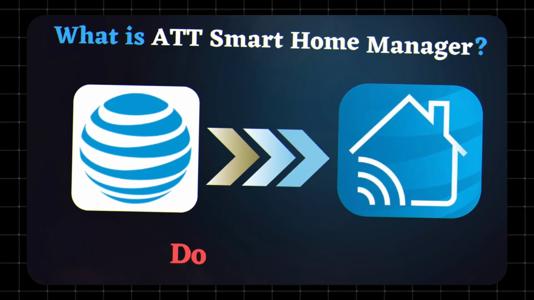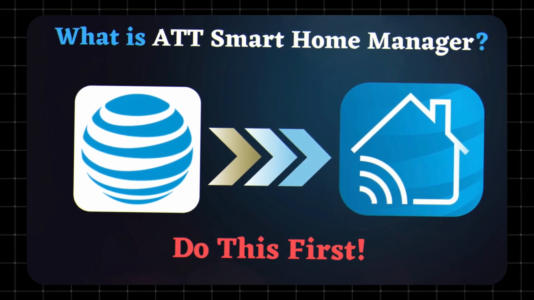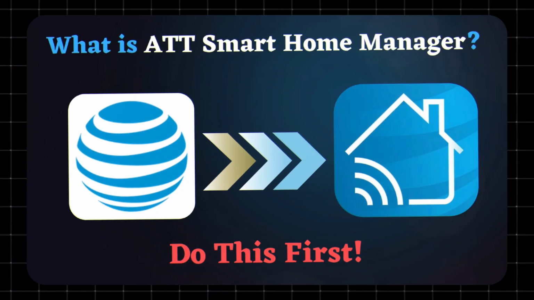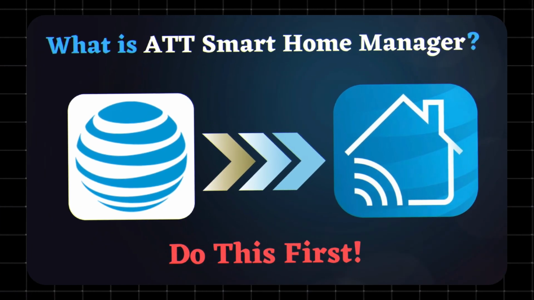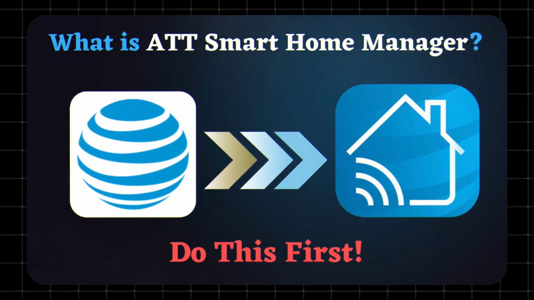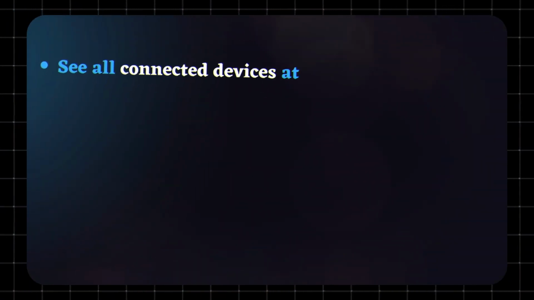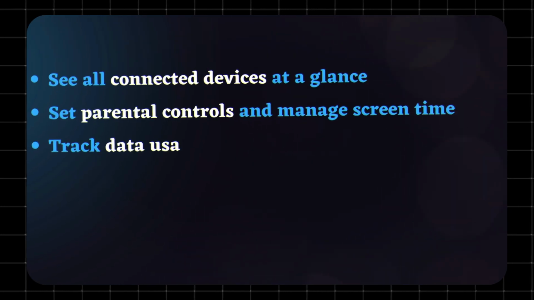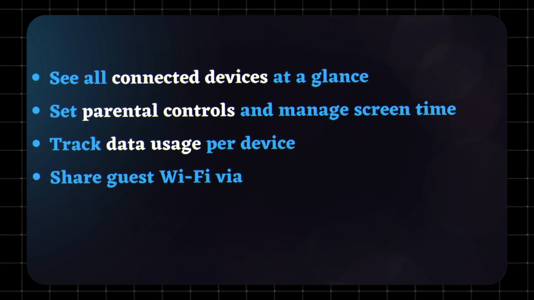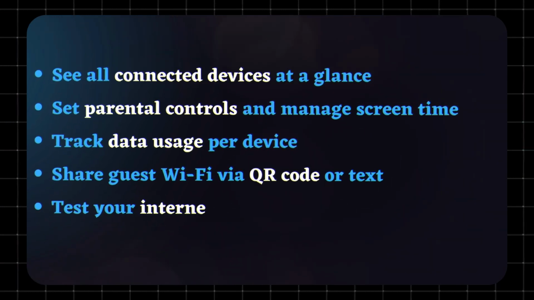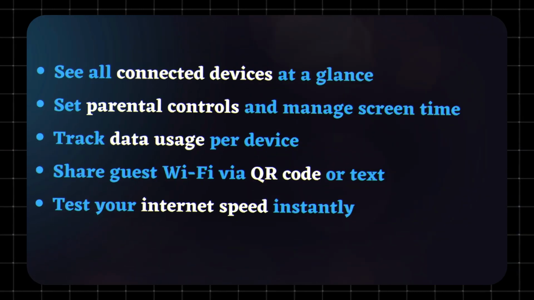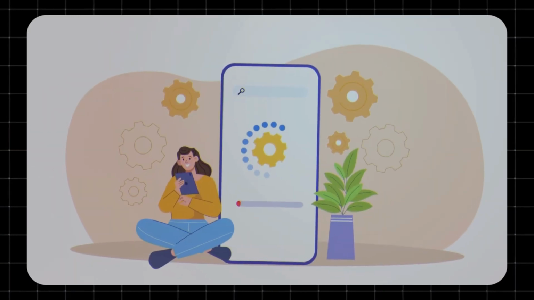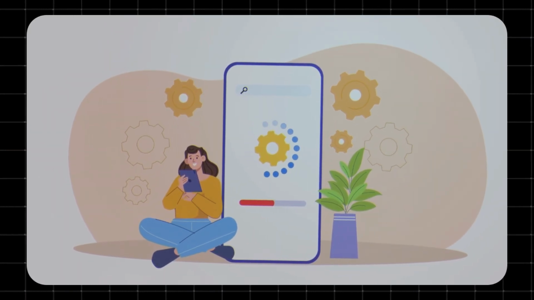What is the AT&T Smart Home Manager app? If you're an AT&T internet customer, this free app gives you real-time control over your home Wi-Fi. With the Smart Home Manager app, you can see all connected devices at a glance, set parental controls and manage screen time, track data usage per device, share guest Wi-Fi via QR code or text, and test your internet speed instantly. It's smart, simple, and saves you from calling tech support.